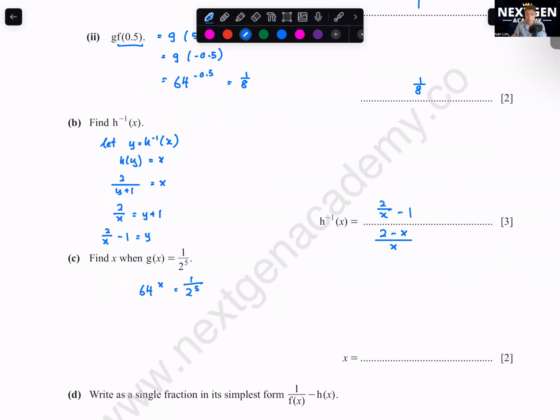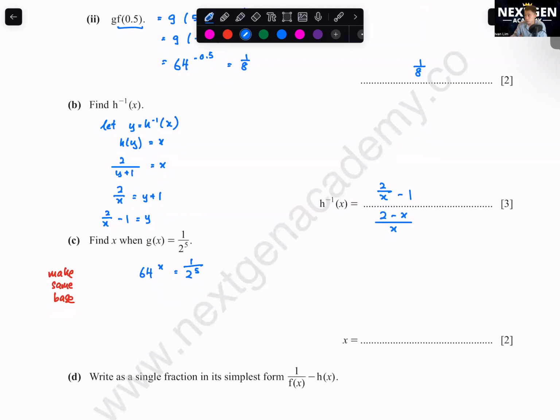Okay, this one, when we want to solve unknown, make base the same. Make same base. 64, can I change it to 2? Can. 2 to the power of 6x equals 1 over 2 to the power of 5, which is 2 to the power of negative 5. Okay, I know all those in Math 1, you will try to do logarithm or ln. Don't need, because there's no ln or log in your mathematics. Okay, then 6x equals negative 5. X equals negative 5 over 6. That's all. Negative 5 over 6.